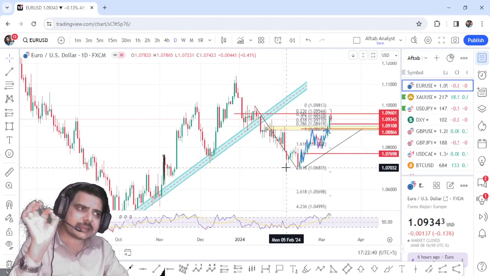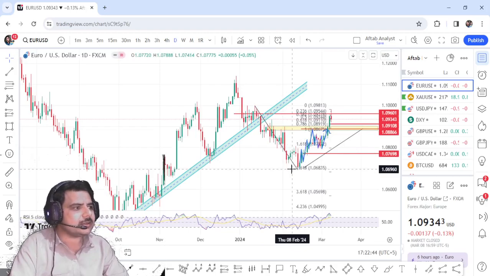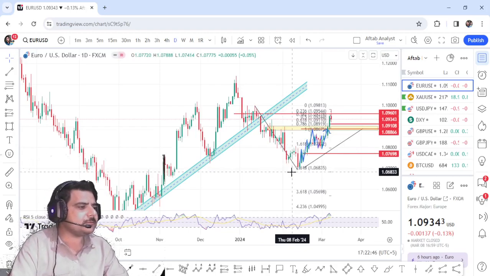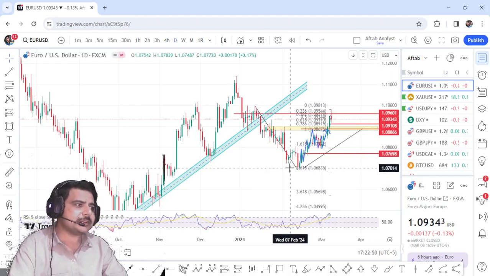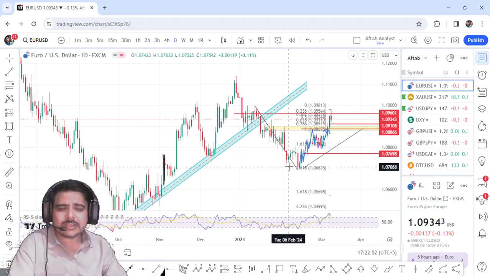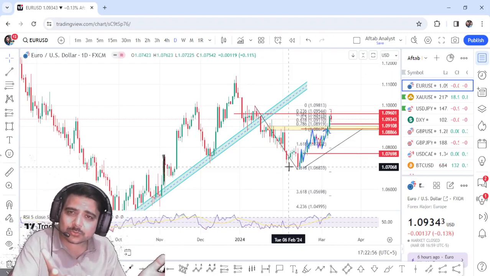At each and every pullback I tried to sell it. 106.500 was my original level, but the market obviously then reversed from 107.014. This much plus minus difference will always be there.